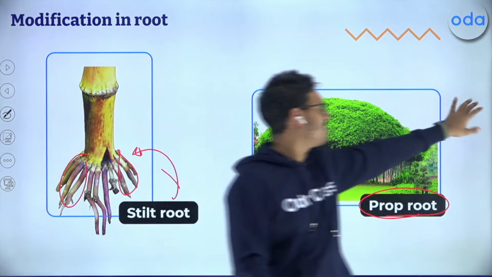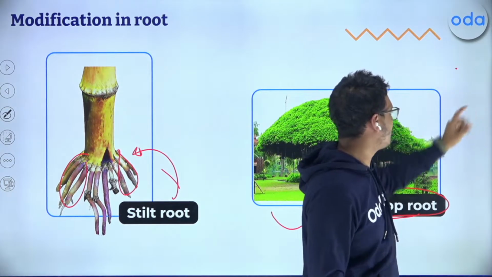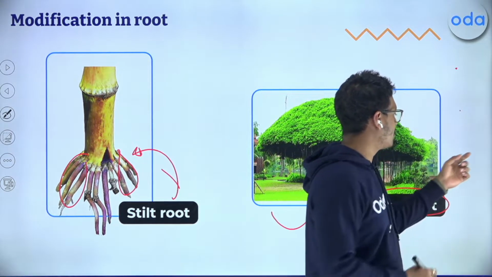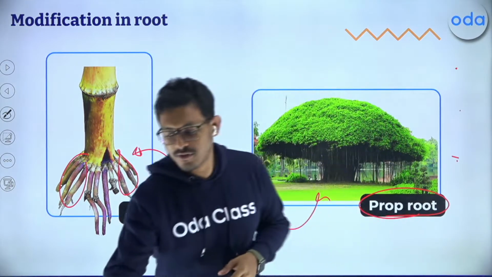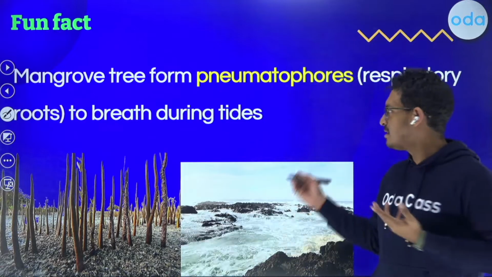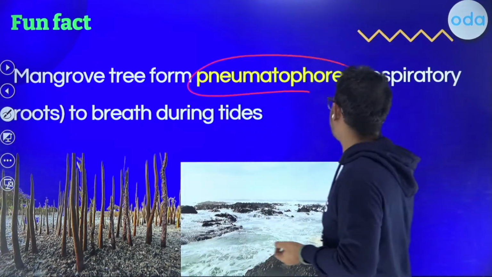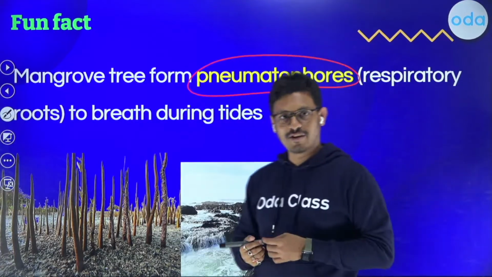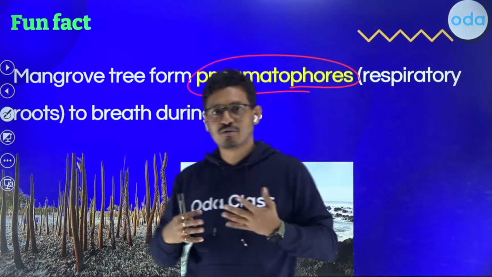So these are just a few of the different types of modified structures of plants. Except that, there are also so many other versions of these kinds of structures that you can see. For example, pneumatophores. Pneumatophores are another very interesting type of modified roots that are designated to breathe.